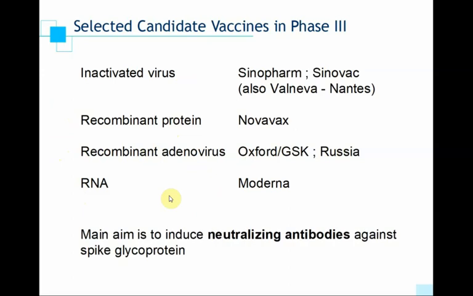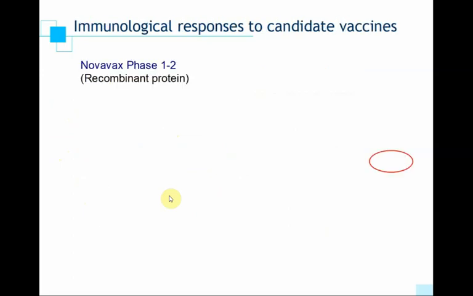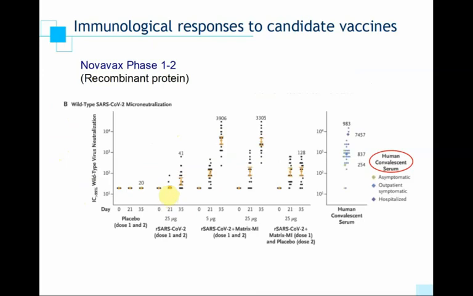So how do they work? Basically everyone's trying to get neutralizing antibodies. Let me just show a couple of results. This is Novavax, the recombinant protein produced in baculovirus, actually. Here are the results from this paper. They've got one group of volunteers getting placebo, they get nothing.